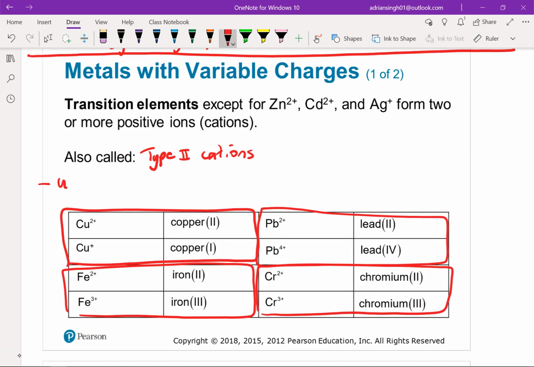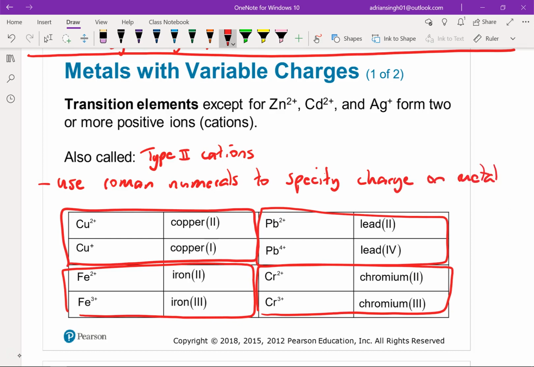Well, what we're going to use is Roman numerals to specify the charge. Right, and we only use the Roman numerals for these special types of metals known as the transition metals or the type 2 cations. You wouldn't want to use it, for example, for sodium, because sodium always forms a +1 because it's in group 1. Right, these you find in the transition area, and we don't know what their charges are. We're going to have to figure it out.